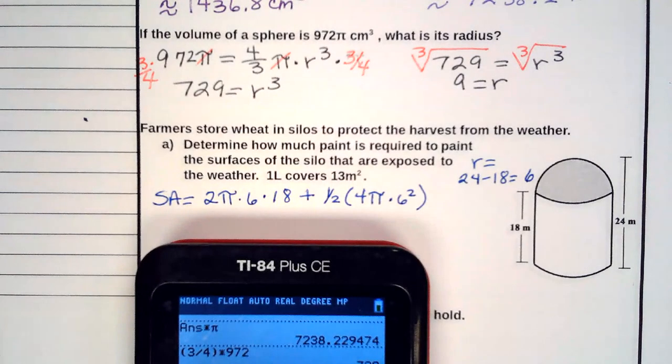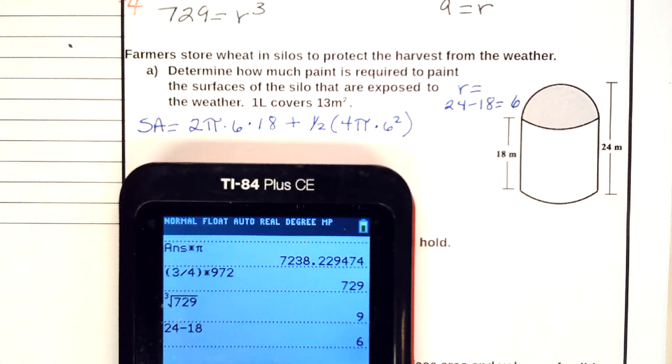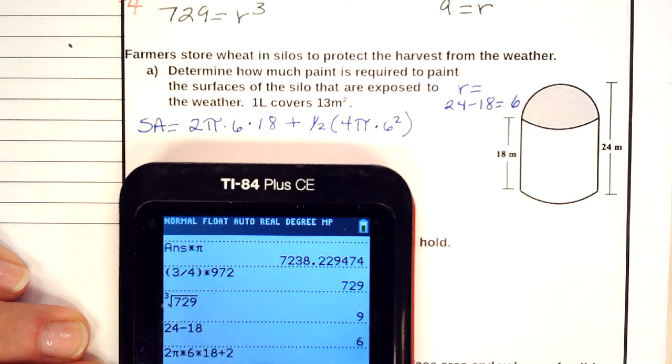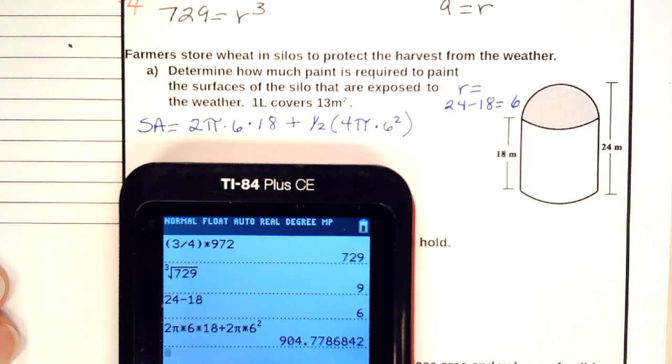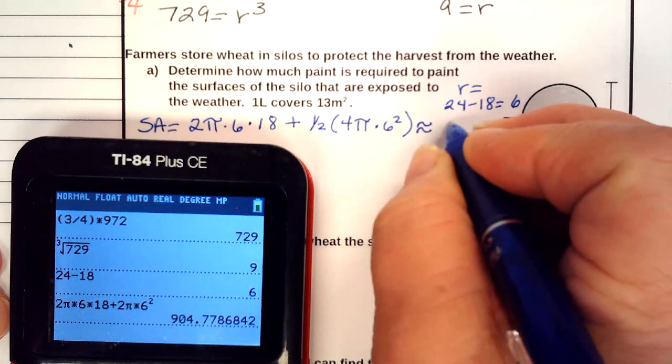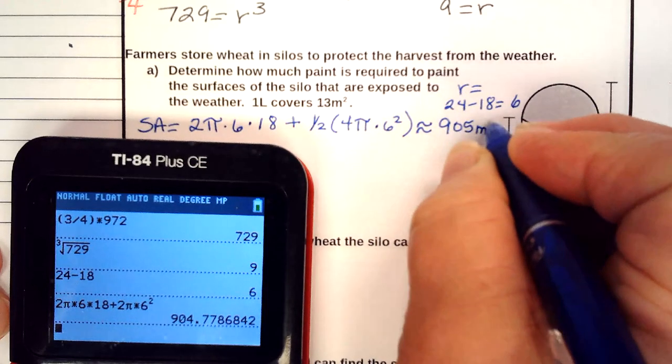Okay, putting it in our calculator. We're going to go ahead and do an estimation because we're looking at 13 meters squared. And we have to have that estimation. 2 pi times 6 times 18 plus 1/2 of 4 is 2, so we'll put 2 pi in again, times 6 squared. And we get 904.7, or 0.8. So you would round up to 905 meters squared.